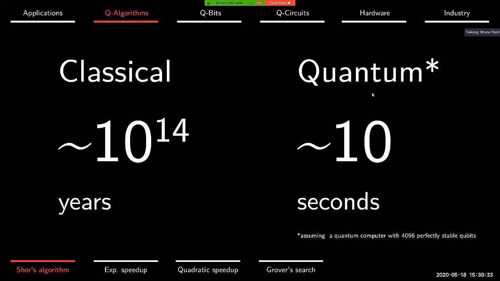And with a quantum computer, we'll only need something like 10 seconds, assuming a quantum computer with something like 4,000 perfectly stable qubits. I will explain more on perfectly stable qubits later, but with 4,000 logical qubits, we can do it within 10 seconds, assuming a clock rate of something like megahertz. I don't think that the first quantum processors will be really fast, so we can assume megahertz. And if people are interested, I can send a paper on those numbers.